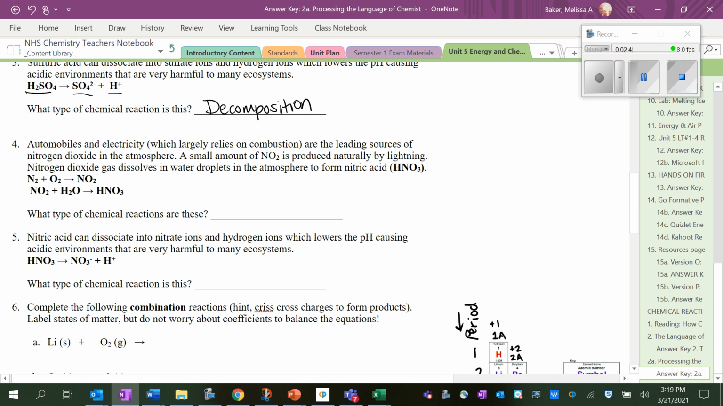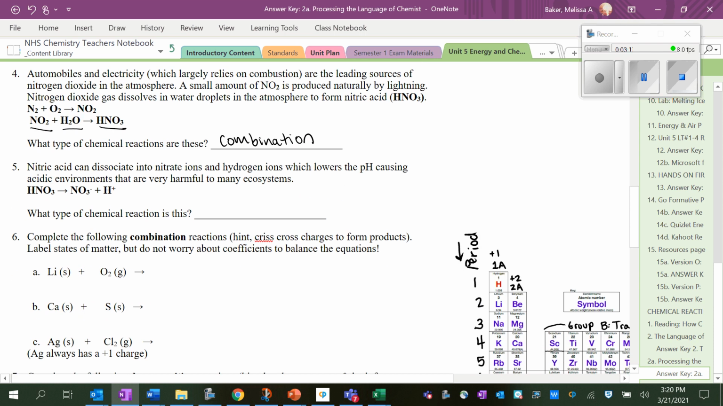Automobiles and electricity, which largely relies on combustion, are the leading sources of nitrogen dioxide in the atmosphere. A small amount of NO2 is produced naturally by lightning, but most of the time it's automobiles and electricity. The nitrogen dioxide gas then dissolves in water droplets to form nitric acid. What types of chemical reactions are these? These are, once again, combination reactions.